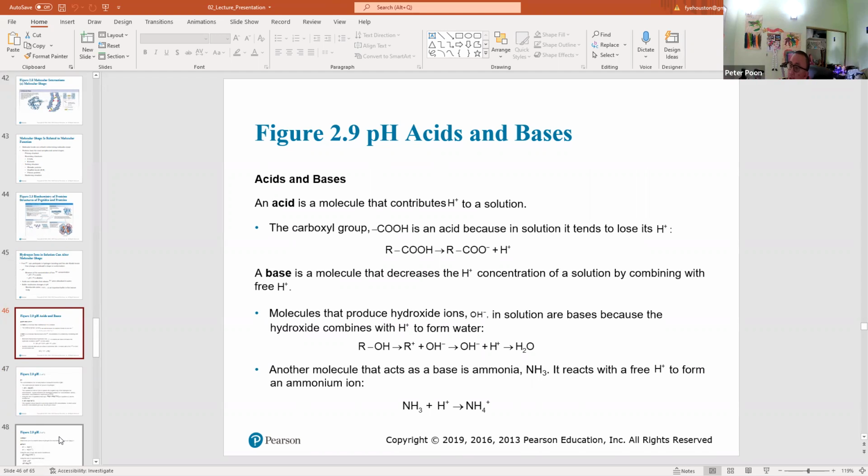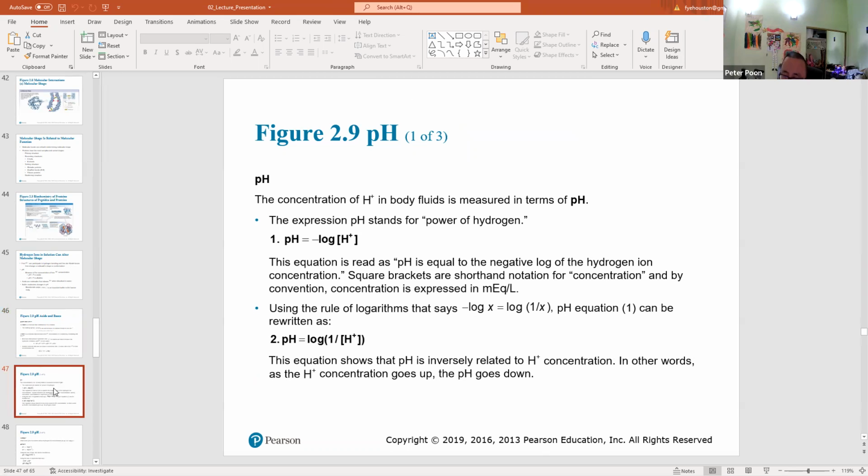So, acids and bases. If you're really into chemistry, there are many different definitions of what an acid is and what a base is. In physiology, things are much simpler. An acid is something that contributes an H plus. A base is something that can absorb an H plus. So an acid is something that gives off the H plus, and a base is something that absorbs the H plus.